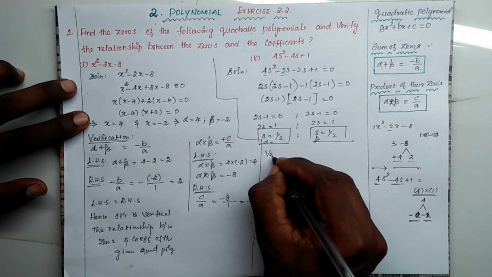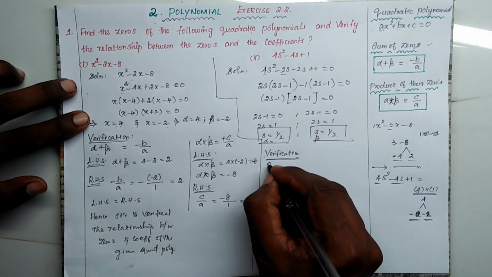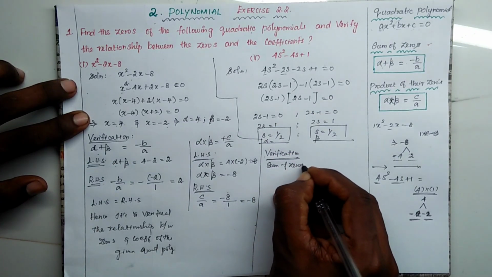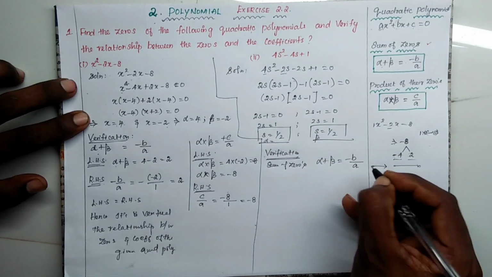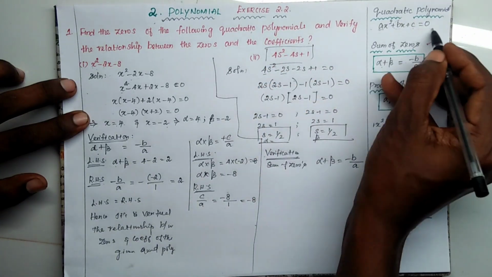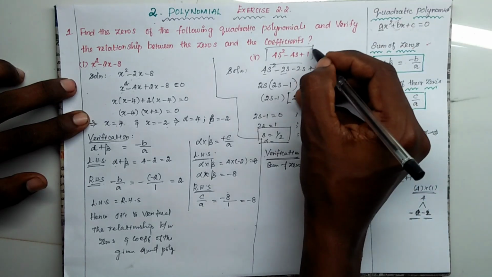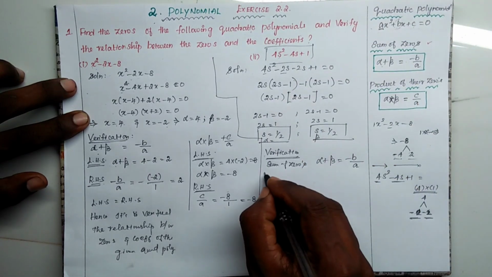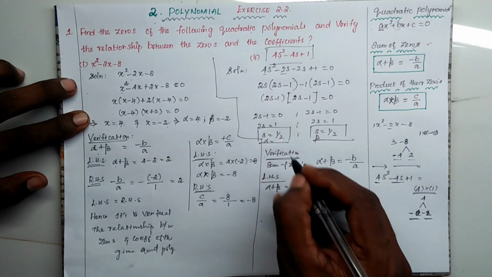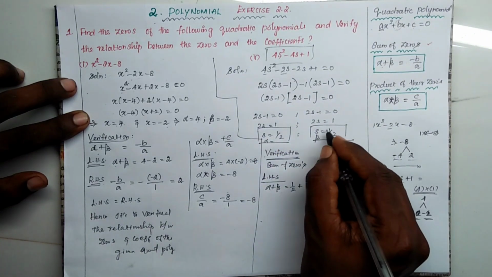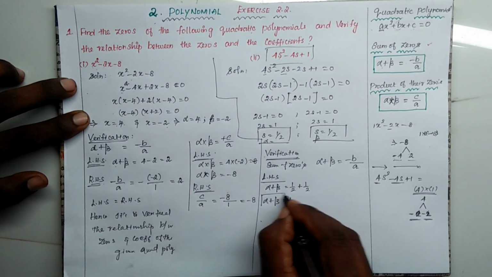Now we have to find the relationship between the zeros and the coefficients. We have to go for the verification of these zeros, and first we have to find the sum of the zeros. We know the formula: alpha plus beta is equal to minus b divided by a. Now compare this with the quadratic equation. In the place of a we have 4, in the place of b we have minus 4, and in the place of c we have 1. First the LHS is alpha plus beta. We know alpha is 1 by 2 plus beta is 1 by 2, so 1 by 2 plus 1 by 2 becomes 1. That is, alpha plus beta is 1.